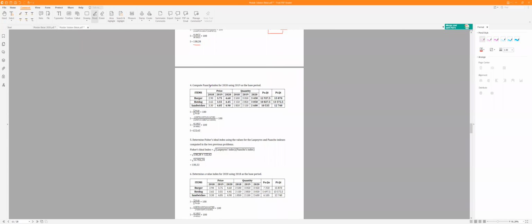So PT times Q0, which is this, and then you sum it. It's basically 41,847.5. And for P0 times Q0, you have to find them for each item, and then you sum it. Again, 30,262.5, and then you divide this one by this one, okay? 138.28. And for Paasche, it's just a different way of multiplying the data.